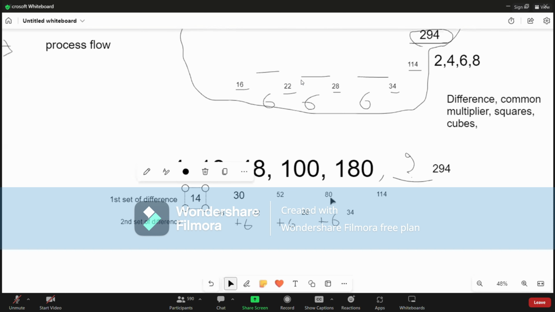We find the difference between them. That is 16, 22, 28, and 34. And at last, at the third set of differences, we found that all of them are common. That is 6. So this is the third set of differences.